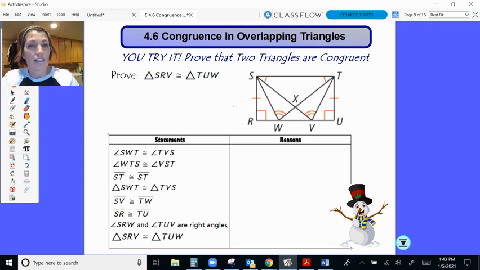So we're going to show that angle SWT right here is congruent to angle TVS right there, because of those markings. So those are actually given, okay? That's given information right here because they're marked that way. We know the angle WTS, this one right here that's marked, and VST right here that's marked, those are also congruent. That's also given. And then ST is congruent to ST, right here, and that is because of the reflexive property.